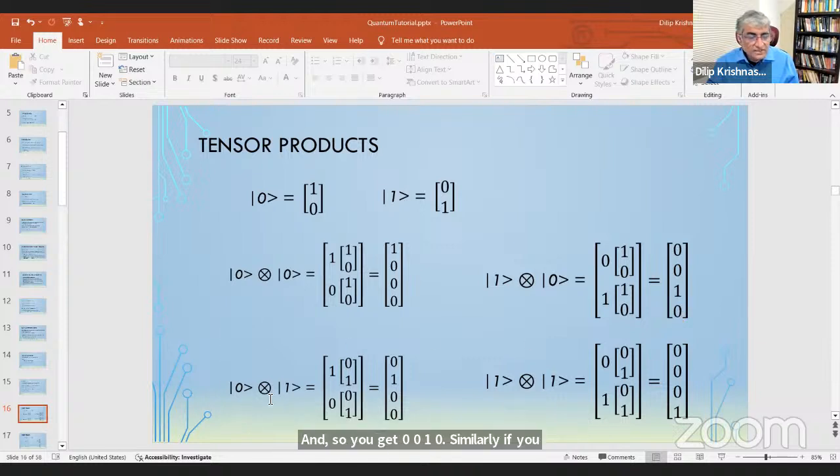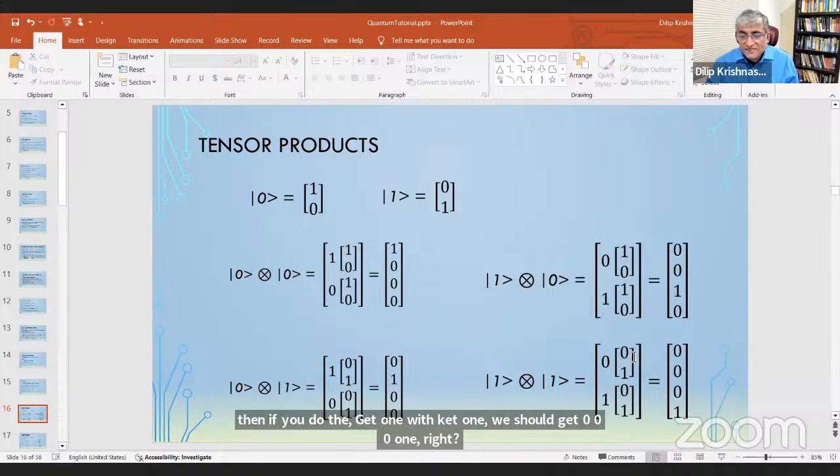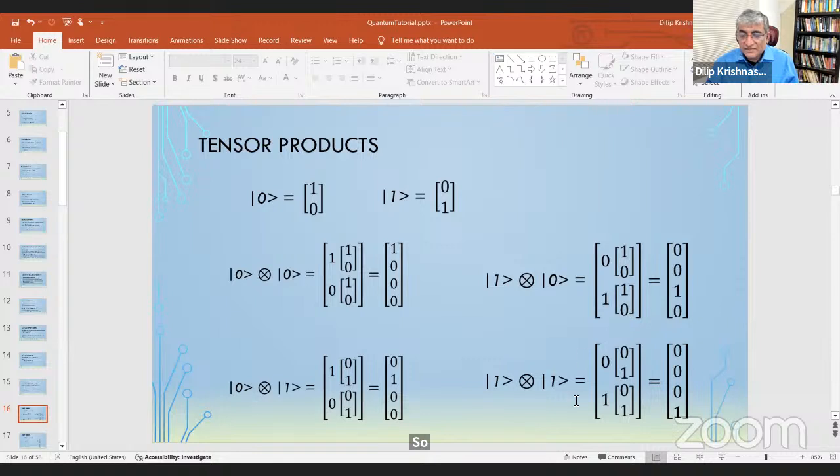Similarly, if you do 0 tensor product 1, then you start with 0 and then push the column representation for 1 into it, and then you get 0, 1, 0, 0. 0 tensor product with 0, you just get 1, 0, and you push the 1, 0 into it, you get 1, 0, 0, 0. And then if you do ket 1 with ket 1, we should get 0, 0, 0, 1, right? Because you have 0, 1, and you push the 0, 1 inside, and only the last 2 ones produce the 1 here. So effectively, you create a longer column vector. And so these are the basis vectors, right?